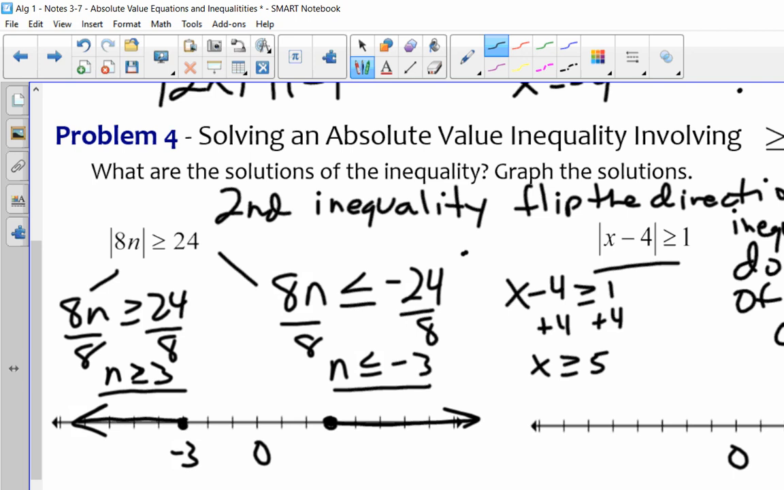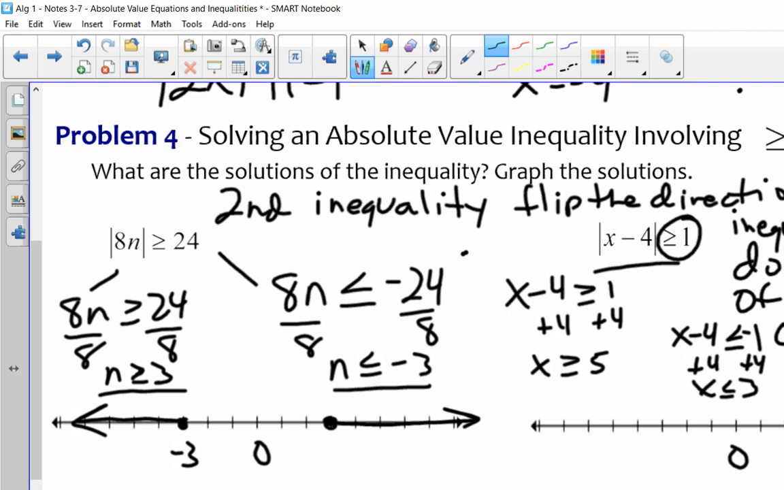But I got to get that second answer, so I'm going to take it the way it's written, but I'm going to change the direction of the sign and do the opposite of the number. So that 1 is outside, I make it a -1. Once again, I'm going to add 4 to both sides. I get x is greater than or equal to +3.